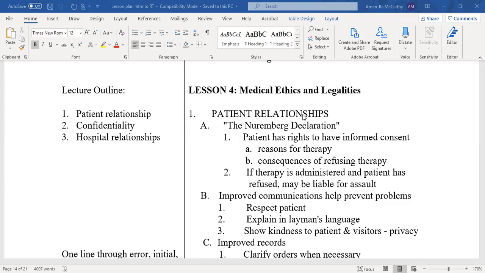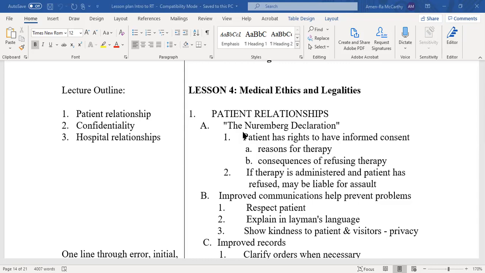All right? So that comes to the patient relationships. There was something called the Nuremberg Declaration. Make sure you understand what that is. The Nuremberg Declaration was saying that the patient has rights to informed consent, which means they have a right to know why you're giving them this therapy, and they need to know what's going to happen if I refuse. I have a right to refuse, but you need to tell them, okay, this might happen if you refuse, okay? If the therapy is administered and the patient told you no, you can get sued.